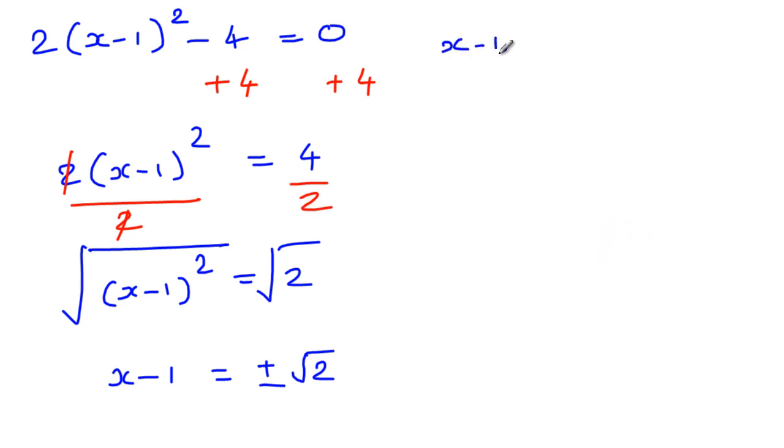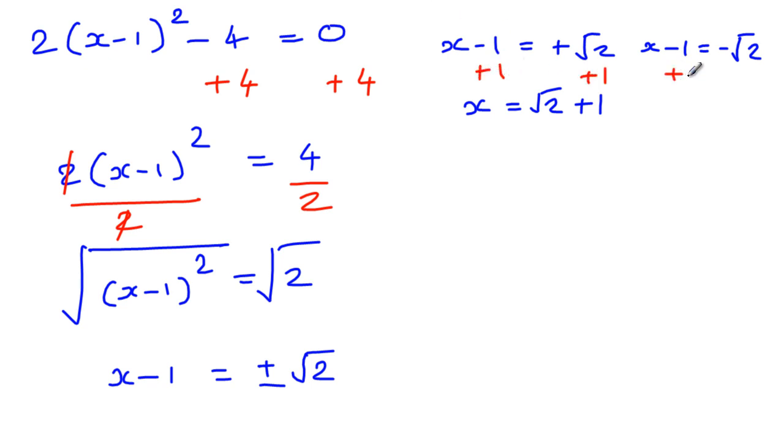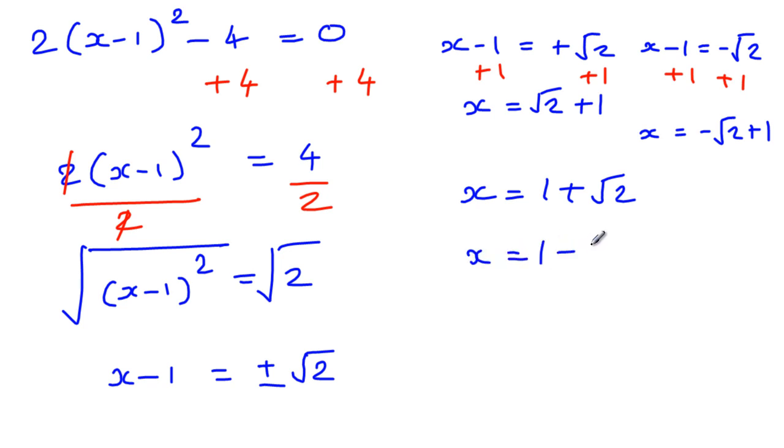This will be x minus 1 is equal to plus root 2 and x minus 1 is equal to minus root 2. This will be x is equal to root 2 plus 1. Why? I added plus 1 on both the sides. And same thing here. This will be x is equal to minus root 2 plus 1. You can rewrite this if you want in simpler form. x is equal to 1 plus root 2 and here x is equal to 1 minus root 2.